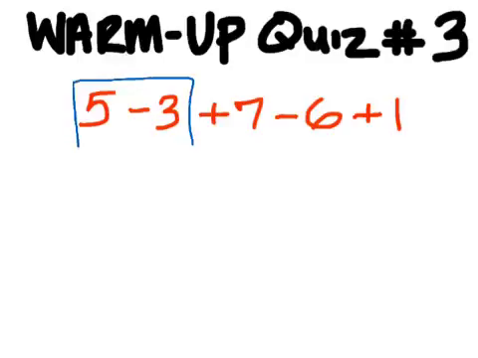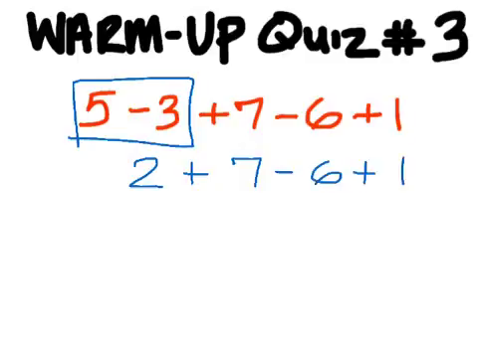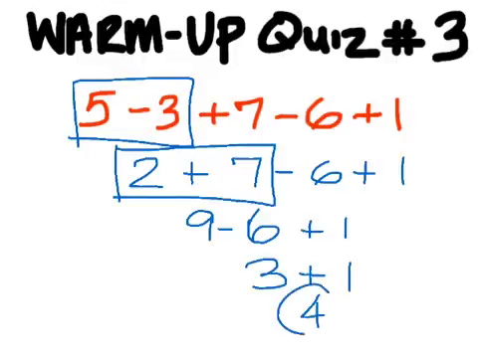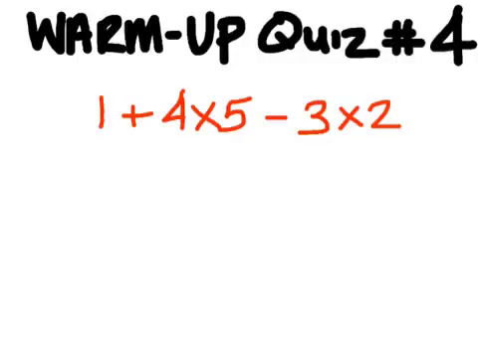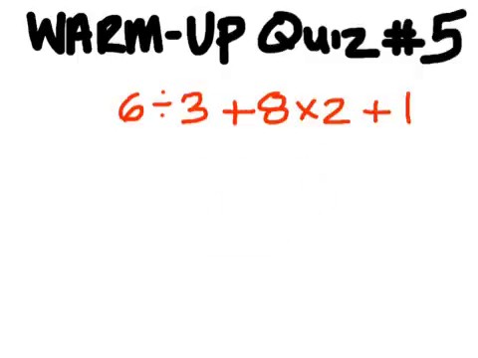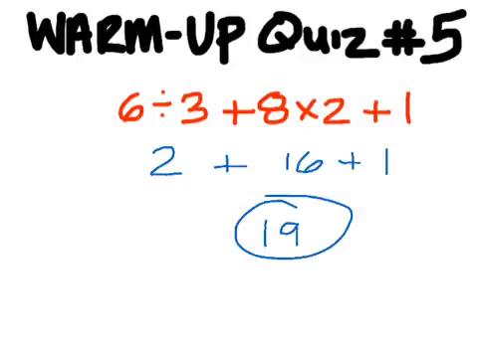Remember to go left to right, 2 at a time. You cannot do 6 plus 1 on the end first or 7 minus 6 before you do any of this on the left. And then you'll have 3 plus 1, which is 4. Number 4. Solution should be 15. Everybody had that. Number 5. Should have 2 plus 16 plus 1, which will give you 19.